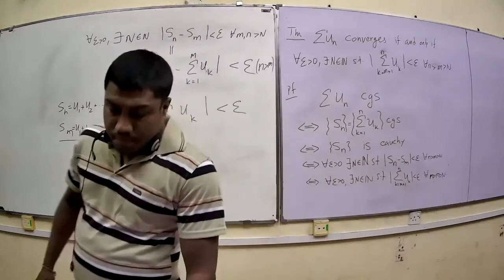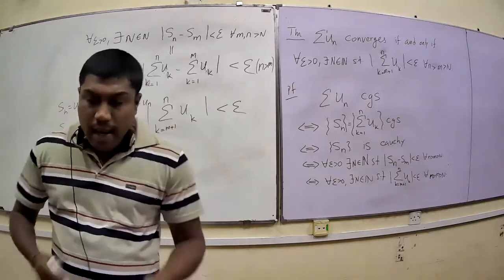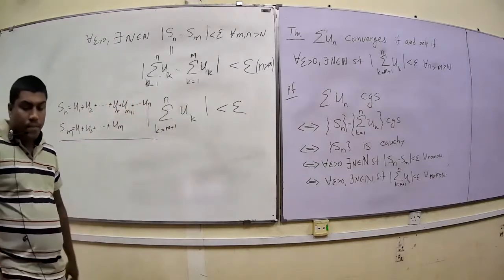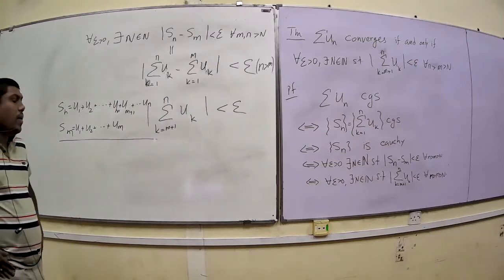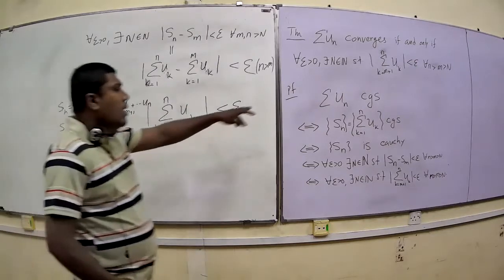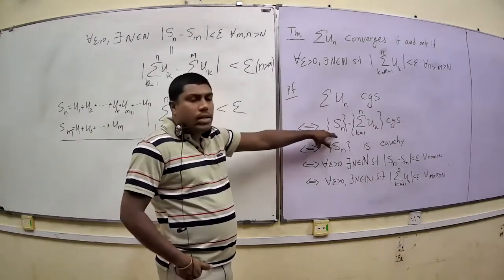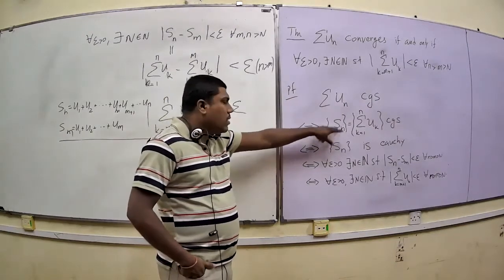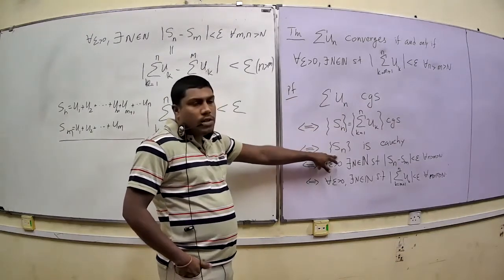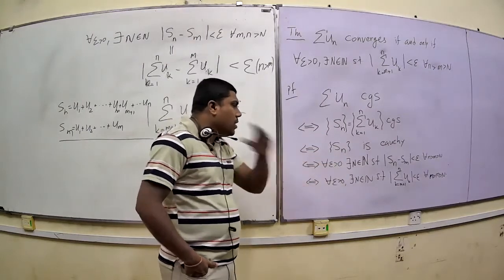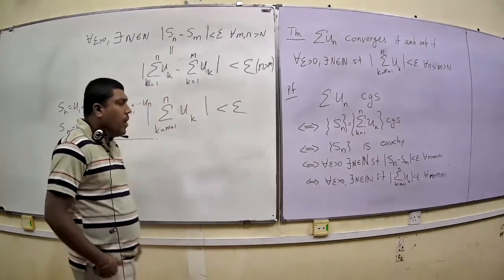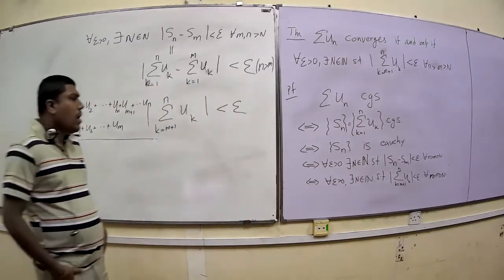Okay. So here you see that the sequence is Cauchy. If the series is convergent, then the sequence is convergent. If the sequence is convergent, then by what you studied in chapter 2, it is Cauchy. If it is Cauchy, this is the definition for Cauchy, or this is the way you write a Cauchy sequence.